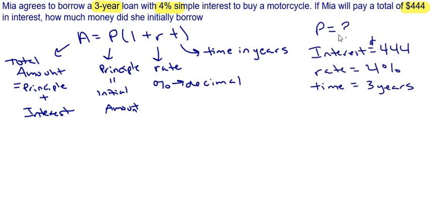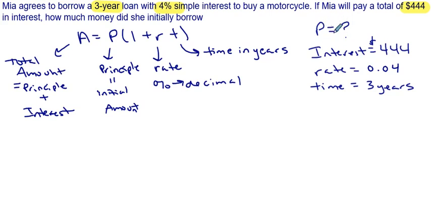So again, we don't know our principal. That's actually what we're asked to find. We do know that our interest is equal to $444. Our rate is equal to 4%, and our time is in years. So we have 3 years for our time. We don't have to do any conversions there, but we do need to do a conversion for my rate. Keep in mind, in order to convert any percent into a decimal, all you have to do is divide by 100. So as a decimal, we are looking at 0.04. So I just went ahead and replaced my rate up there.